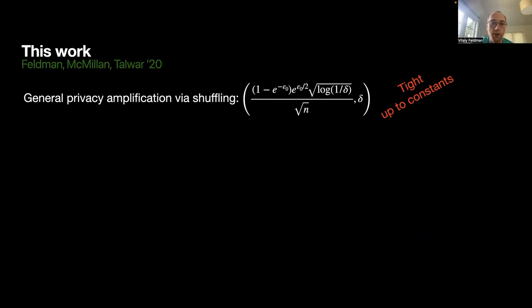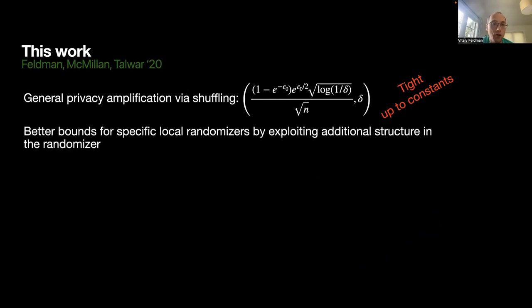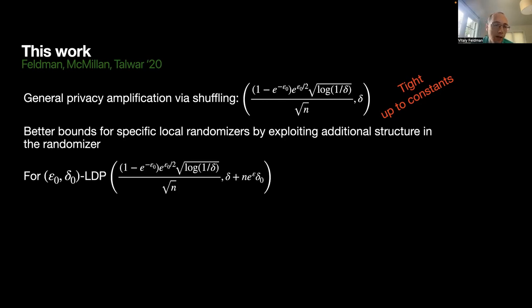I'll try to give you some intuition about it later. It also has quite a few other advantages. So first of all, in addition to this general statement, we have a way to exploit additional structure in the randomizer to get even better bounds. And we can apply that, for example, for a k-ary randomized response, where we get asymptotically better bounds. We extended to approximate differential privacy without paying almost any penalty. So it's with the same e to the epsilon 0 over 2 exponent.